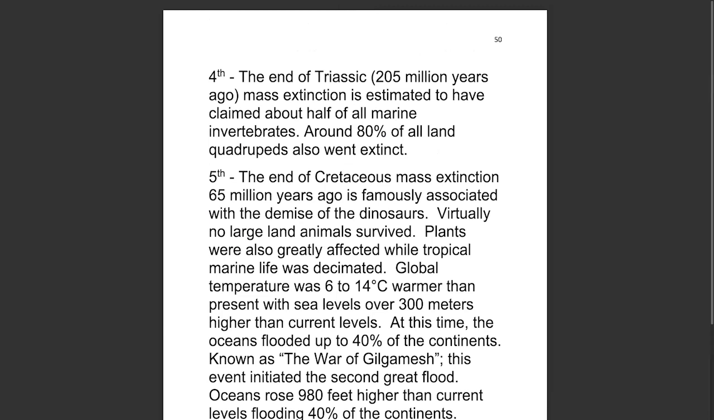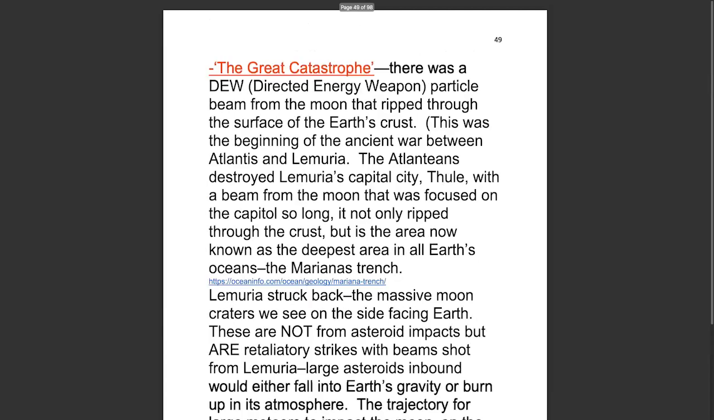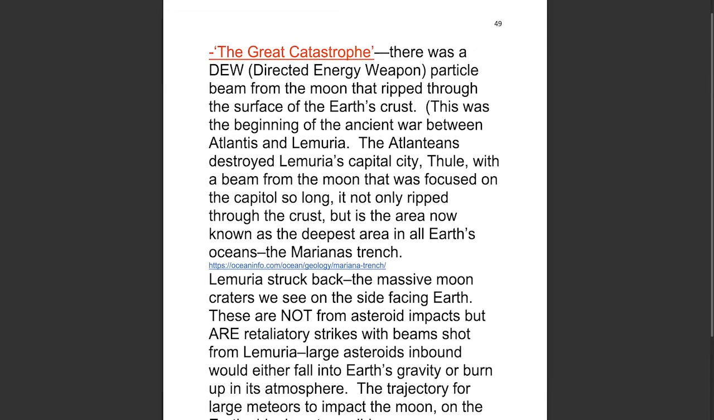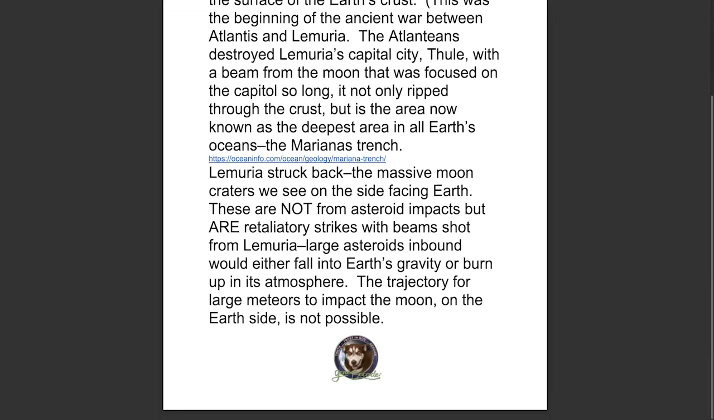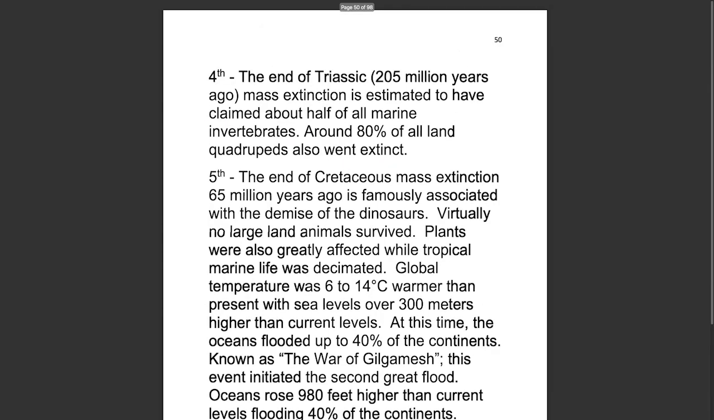So the fourth mass extinction, and I'll go into depth on this in a decode on Lemuria and the Great Catastrophe on another decode. The fourth great extinction was the end of the Triassic period, 205 million years ago. Mass extinction is estimated to have claimed half of all marine invertebrates. Around 80% of all land quadrupeds went extinct.